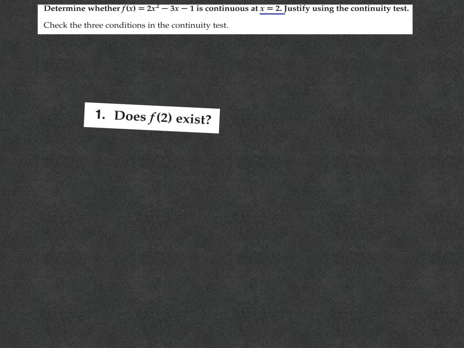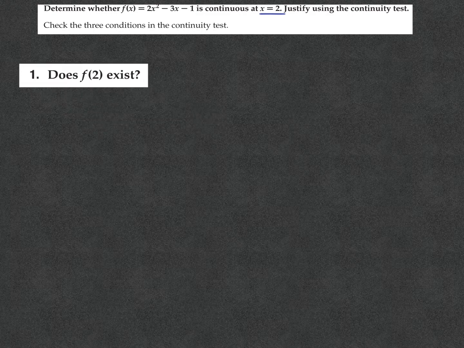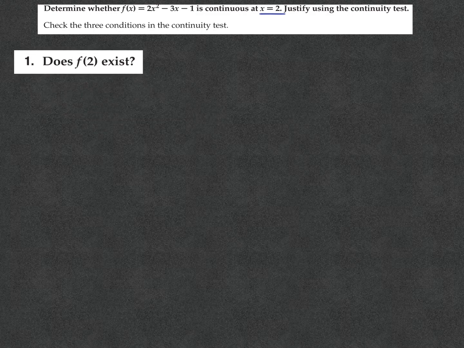So the way we're going to prove it is by following those steps that we were looking at in the beginning part of the lesson. The first step we need to prove is, does f of 2 exist? How are we going to do that? We're just going to plug in 2 for x and see if a y value exists from that.